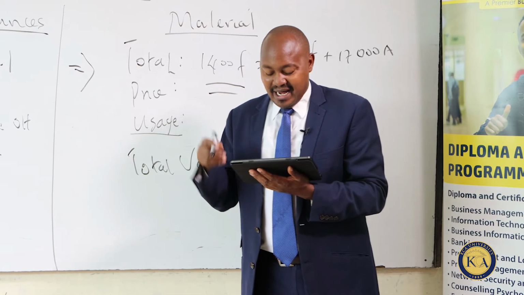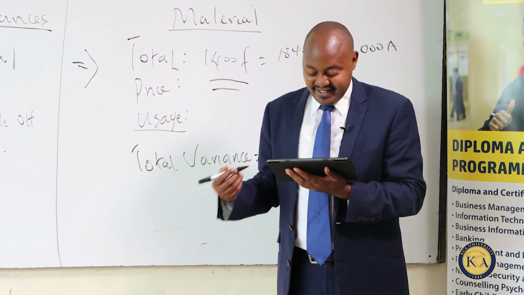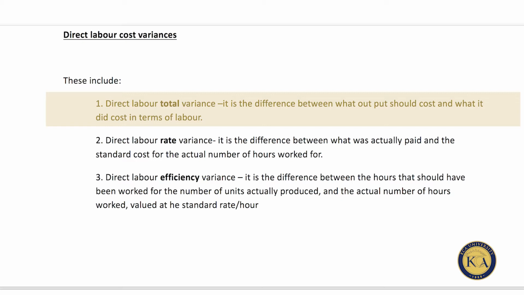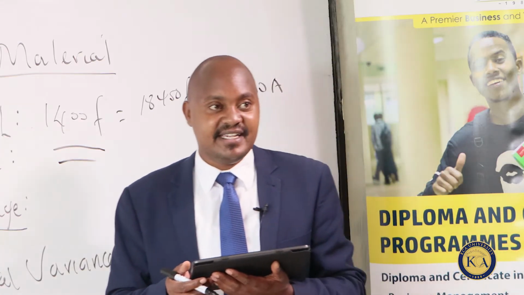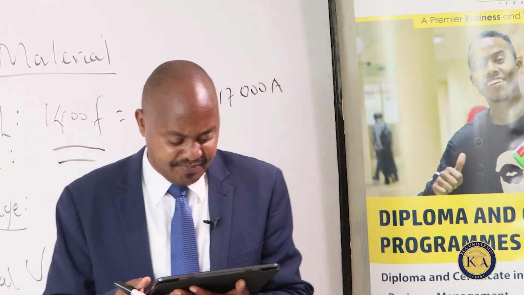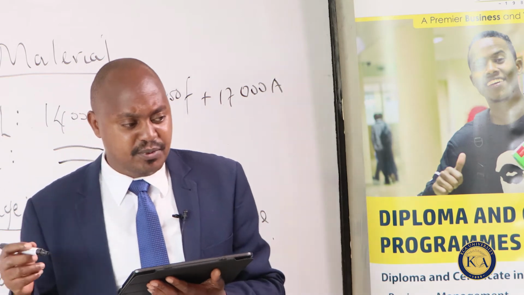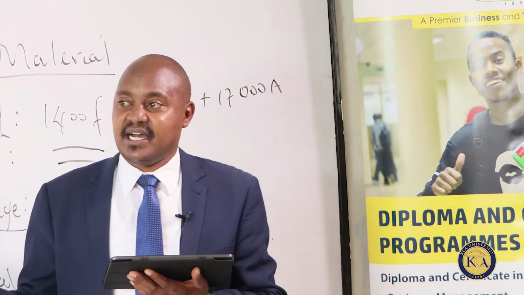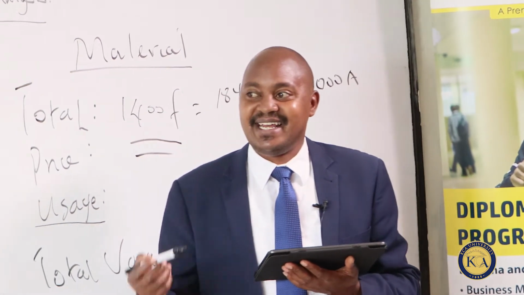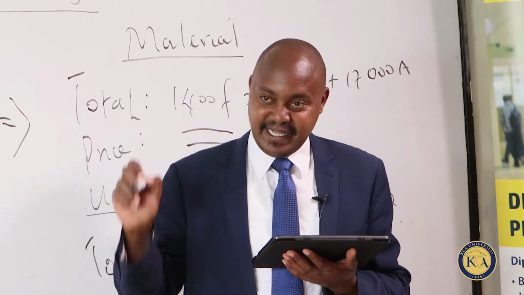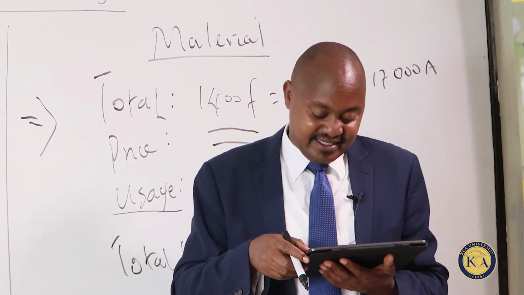So the direct labor total variance is actually the standard cost of actual output and the actual cost in terms of labor. And all total variances are ideally computed in the same way. It is what actual output should have cost and what actual output did cost in terms of that particular cost element. So in our case, it is labor.